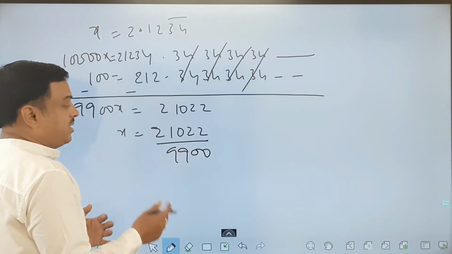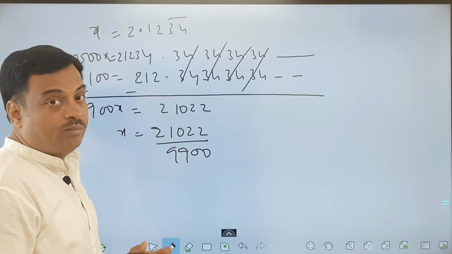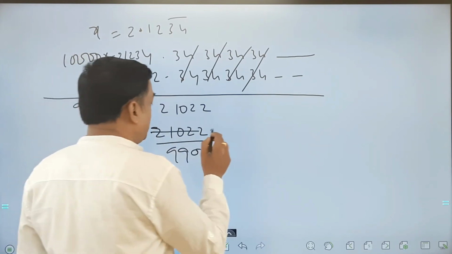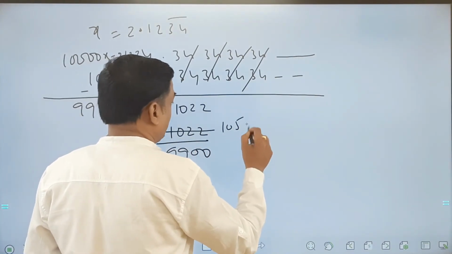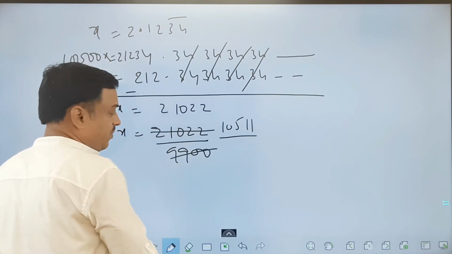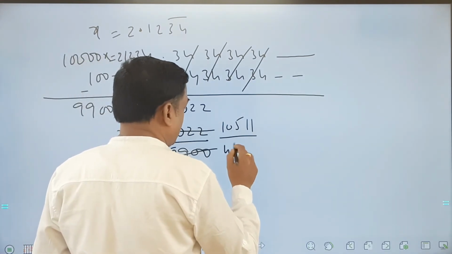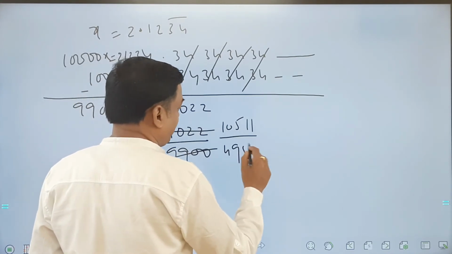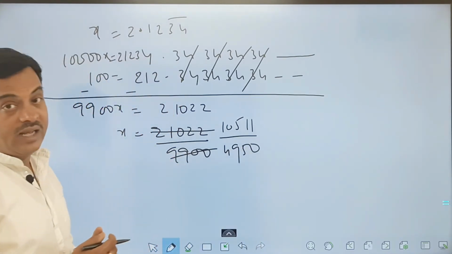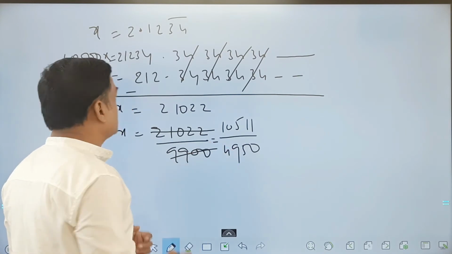Both of them are even numbers. At the max I can cancel both the numbers by 2, so I'll do it here. 210 upon 10511, when I cancel by 2, it is 99 and 98 would be 49 times, and then followed by 50. So this is the final answer, the equivalent fraction for this.